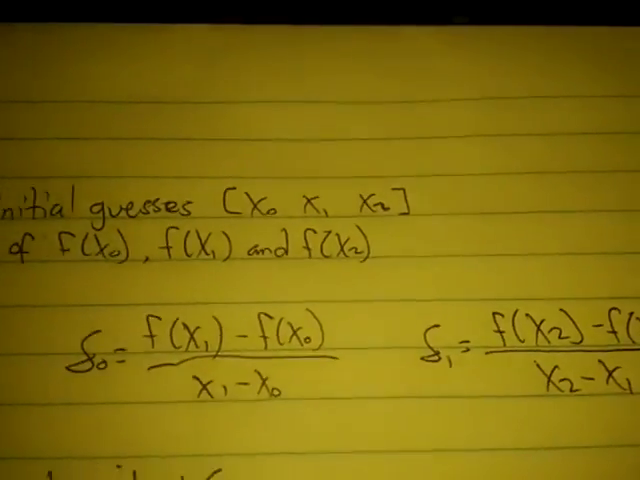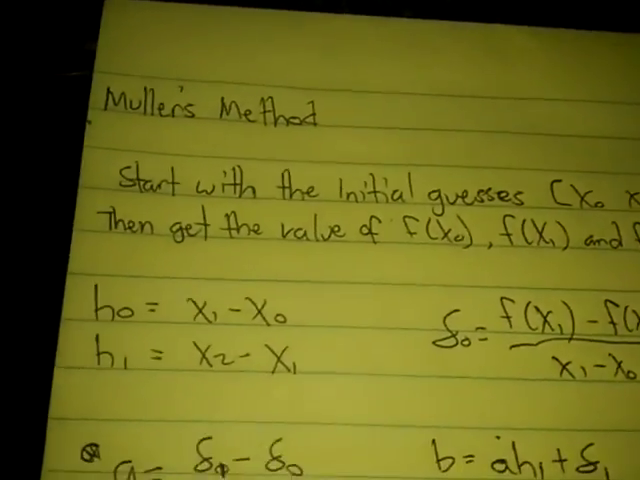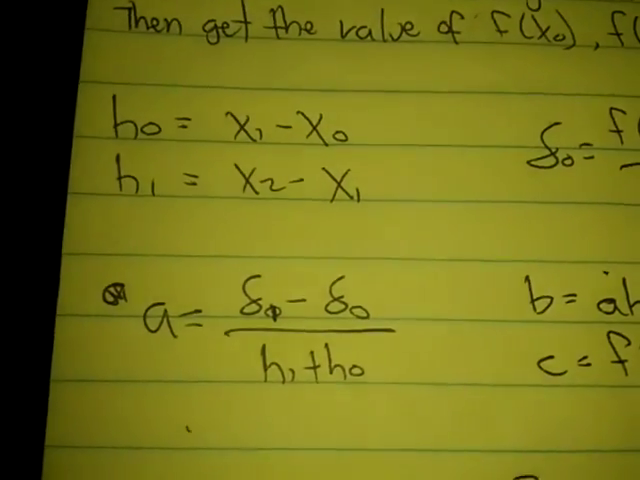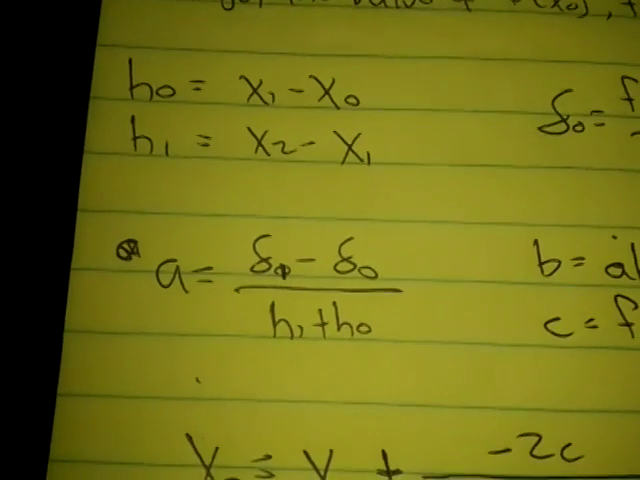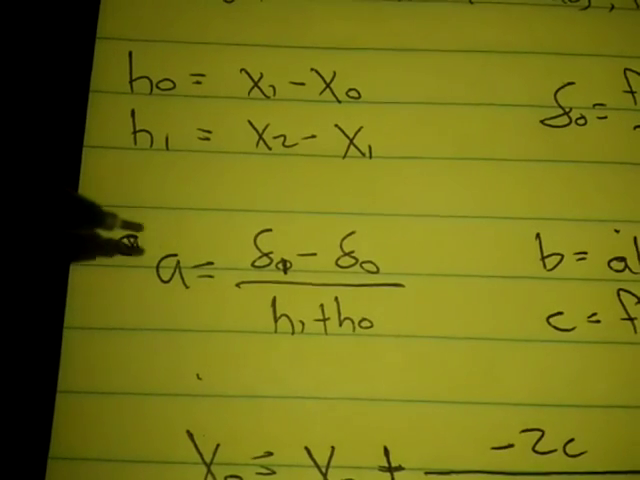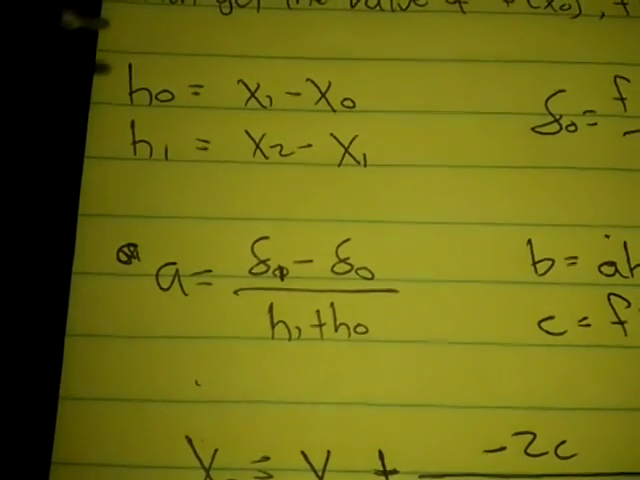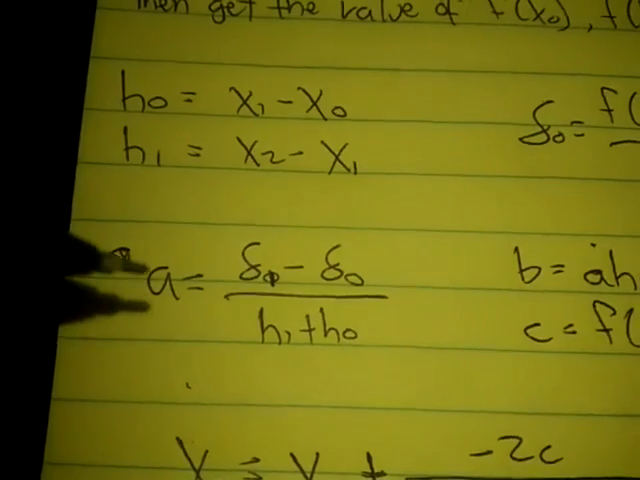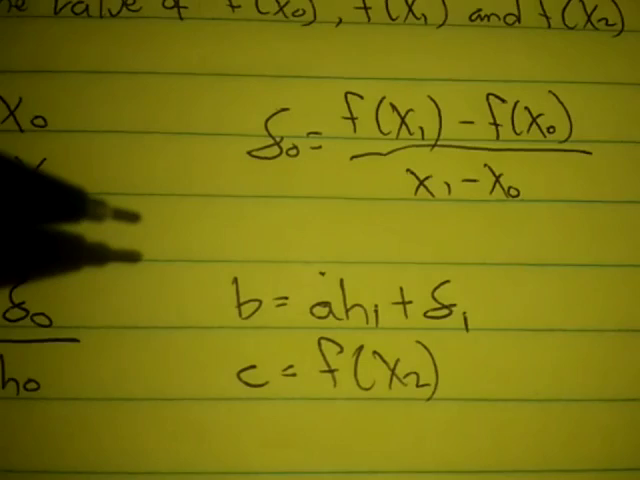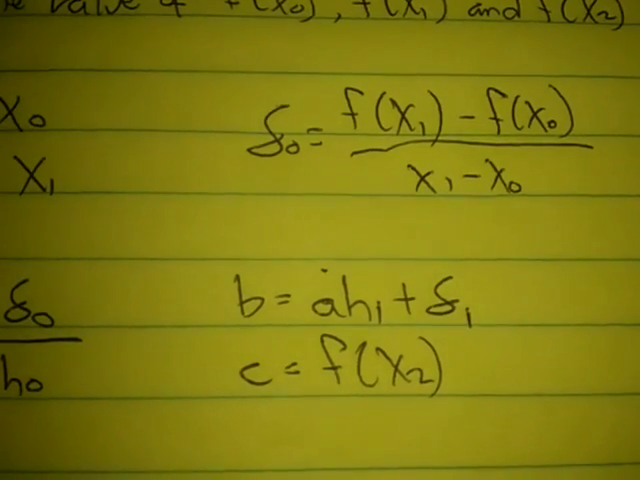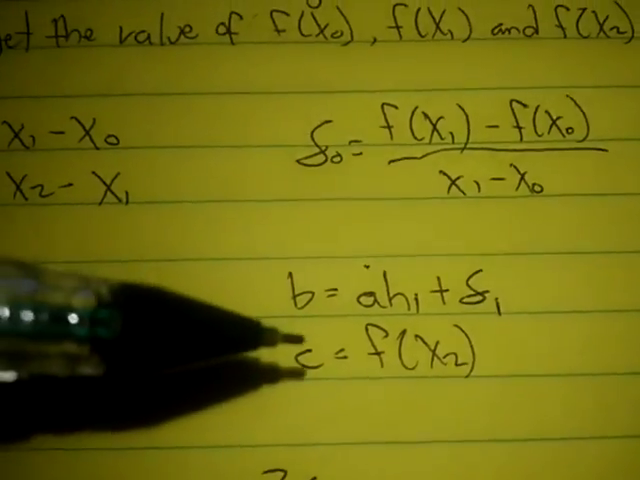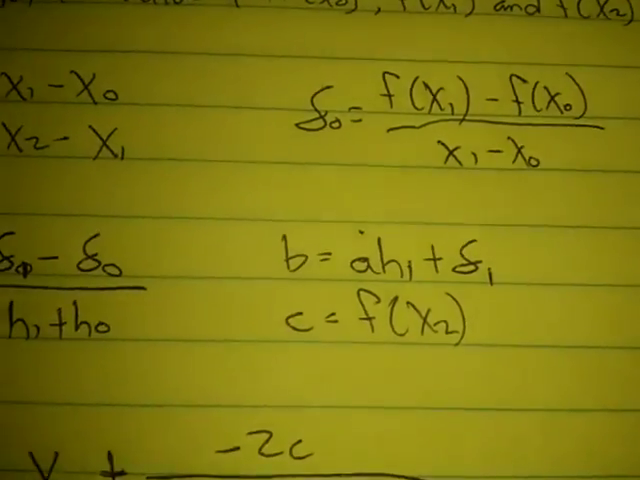After natin ma-solve ito, isa-solve naman natin yung initial values ng a, b, and c. Value na a equals to delta 1 minus delta 0 over h1 plus h0. Dito naman sa value ng b, a times h1 plus delta 1. Then, c is equals to yung value ng f(x2).